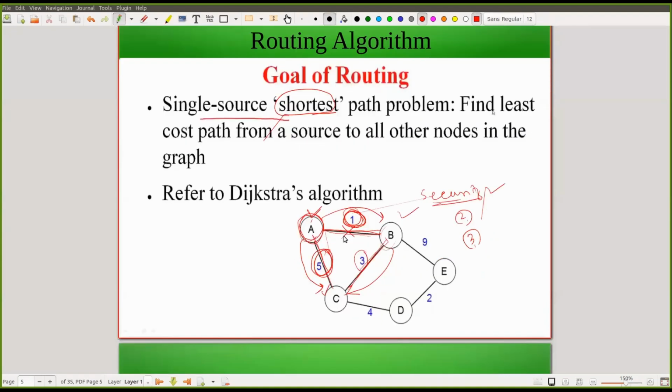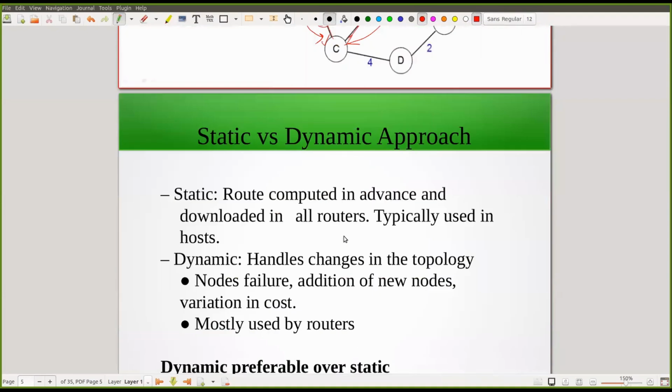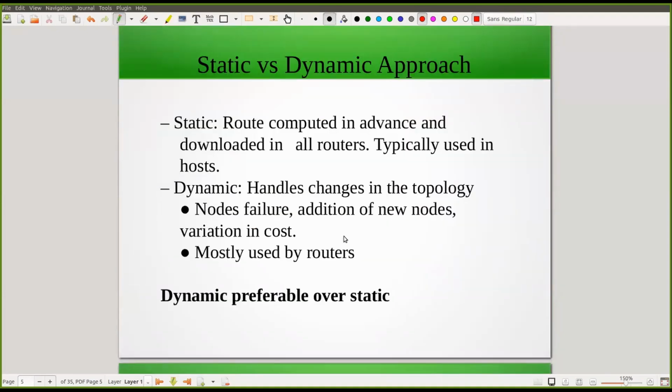Now, as I have already told you, the job of the routing algorithm is to populate the routing table. There can be two approaches: one is static, one is dynamic. Static is basically used in case of hosts. Is everybody clear, I think? If not, you can ask me a question here.